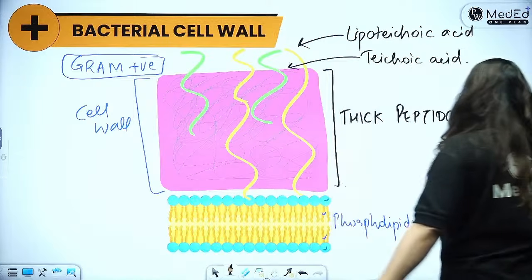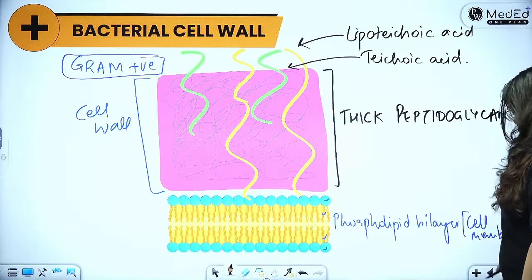Now, what gets a little complicated is the gram-negative cell wall.